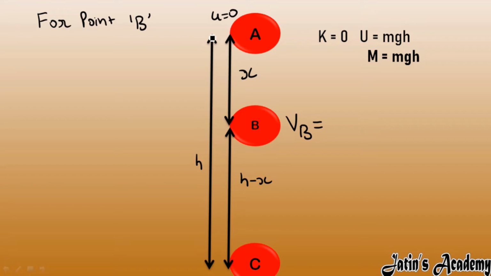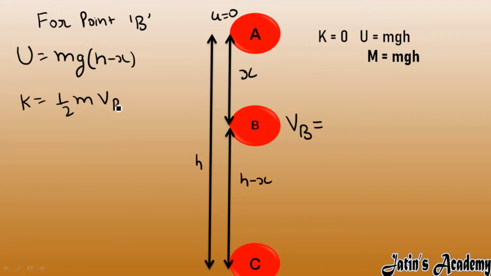So now, for the potential energy at point B, what is the height from the ground? The height from the ground is h minus x, so the potential energy at B is mg(h − x). And we have to calculate the kinetic energy at B, which is half m vB square.